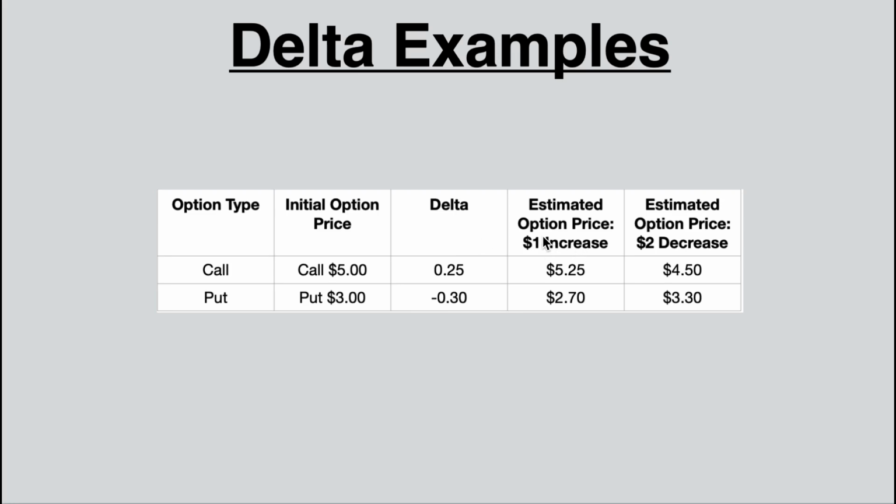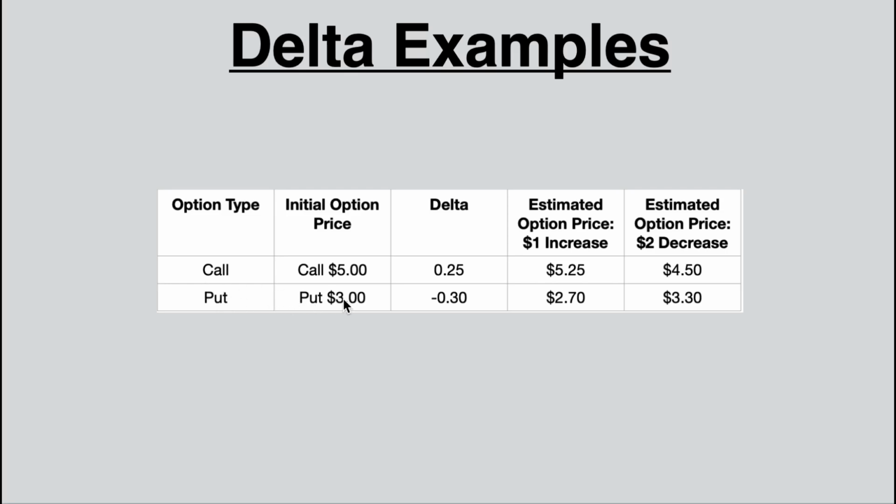So let's say the stock price increases by $1. And so that means that our option price is going to increase by a delta of 0.25 because it's going up. So that means that our new option price would be $5.25. However, if the stock price decreases by $2, we would be losing money on the call option because the way you make money on a call option is when the stock goes up. But like I said, if the stock goes down $2, that means that we are down 50 cents on the option, which is the delta times 2. That gives us 0.50.